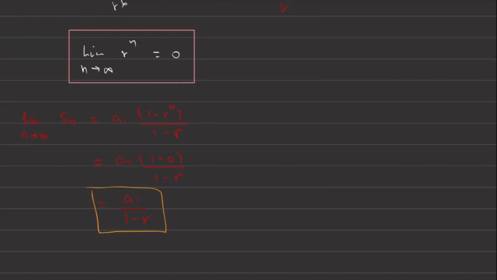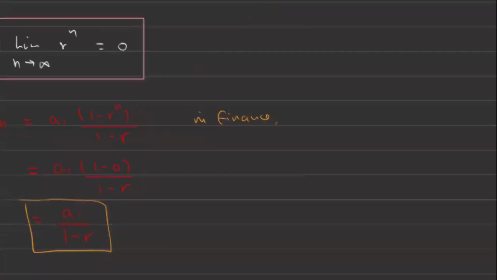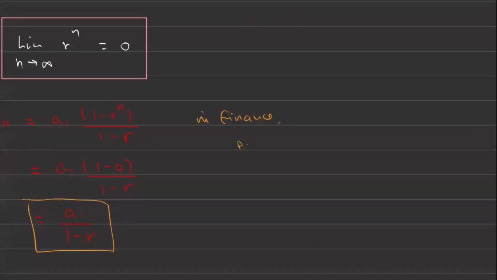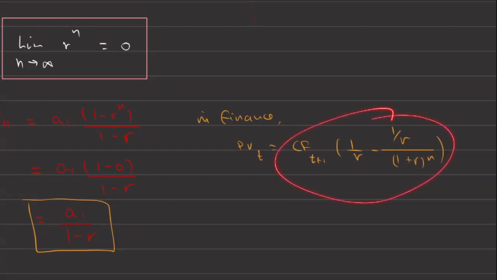Now, that's not it, right? Because in financial mathematics, we actually have a slightly different formula. It certainly doesn't quite look like that, right? And as a matter of fact, let's write that down here. You might actually be looking at this kind of formula. So you might see something like this: present value at time t equals cash flow at time t plus 1, times 1 over r, minus 1 over r, divided by (1 plus r) to the power of n, close parenthesis. So you might see something like this.